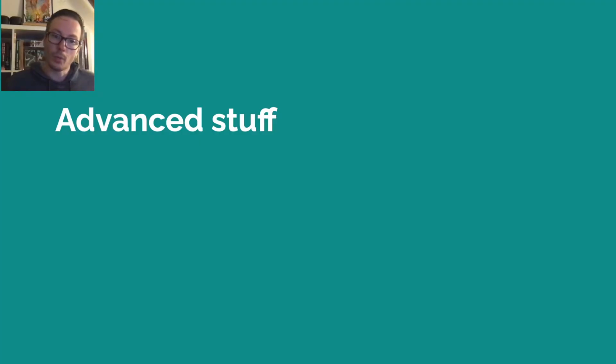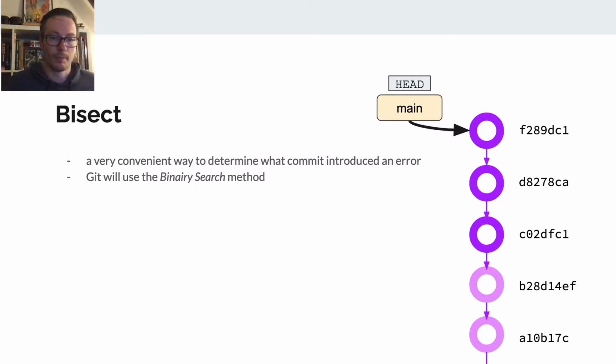So let's talk about more advanced stuff like bisect. This is a very convenient way to determine what commit introduced an error. Very useful for when suddenly you encounter a bug but have no idea what caused it, or when something in your styling is suddenly wrong, your text has different font size or some margin is wrong, but you can't easily find what's causing it.